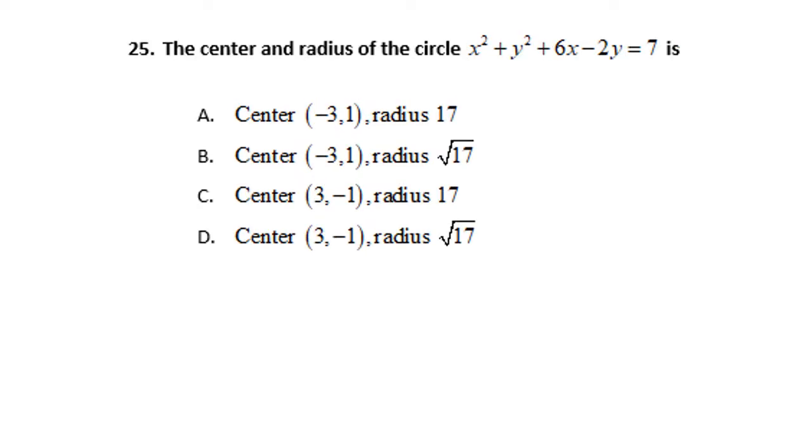Question 25. The center and radius of the circle x squared plus y squared plus 6x minus 2y equals 7 is A, center negative 3, 1, radius 17, or B, center negative 3, 1, radius square root of 17, C, center 3, negative 1, radius 17, or D, center 3, negative 1, radius square root of 17.